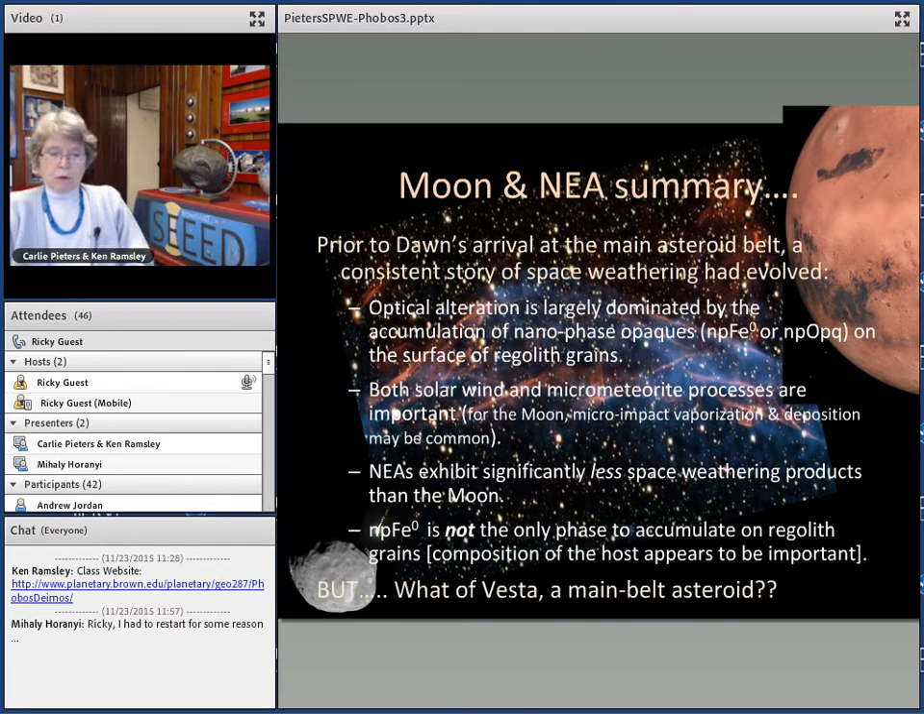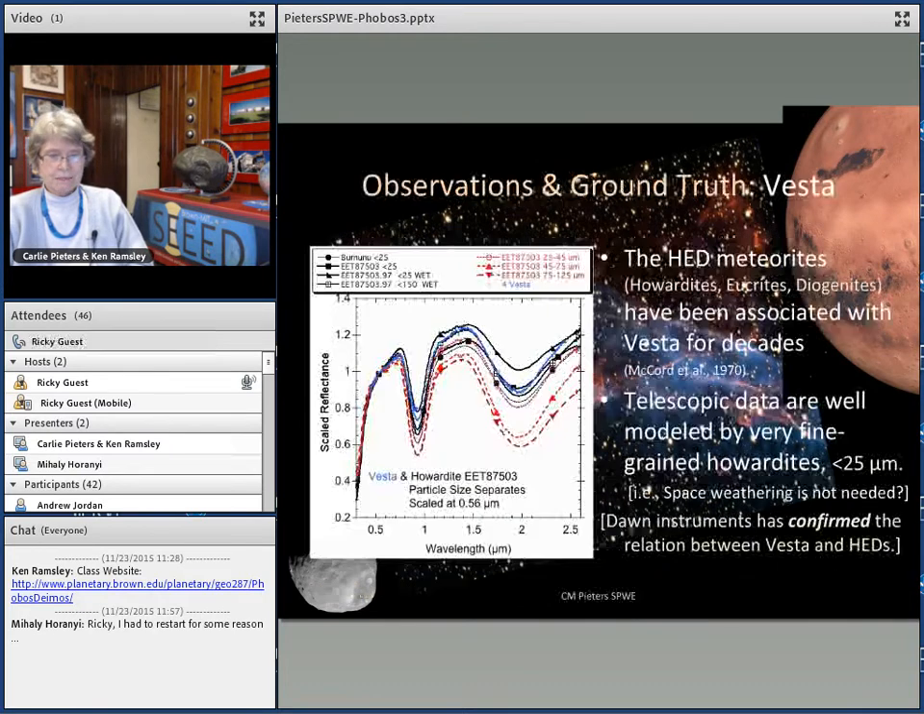Okay, well, what about main belt asteroids? Those others that we looked at were near-Earth asteroids. They were S asteroids. What about main belt asteroids? And in particular, what about Vesta? Well, here's a spectrum of Vesta in blue obtained before Dawn arrived, compared to a class of meteorites called the Howardites, Eucrites, and Diogenites.